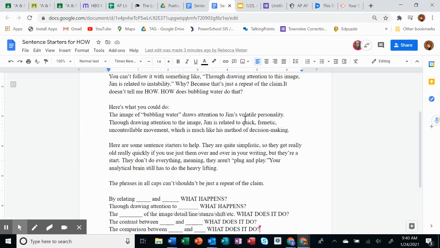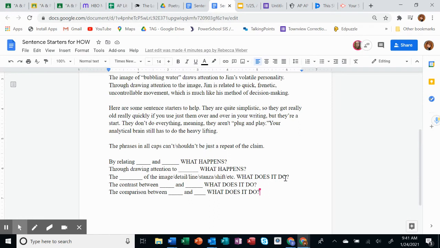So what you could do instead is something like, the image of bubbling water draws attention to Jim's volatile personality. Through drawing attention to the image, I repeated that badly, but through emphasizing the image or something like that, Jim is related to quick, frenetic, uncontrollable movement, right? Bubbling water. What's bubbling water like? It's quick. You can't control it, right? Which is much like his method of decision making, right? So I would revise that. So I didn't say relate to, or draws attention to both times.